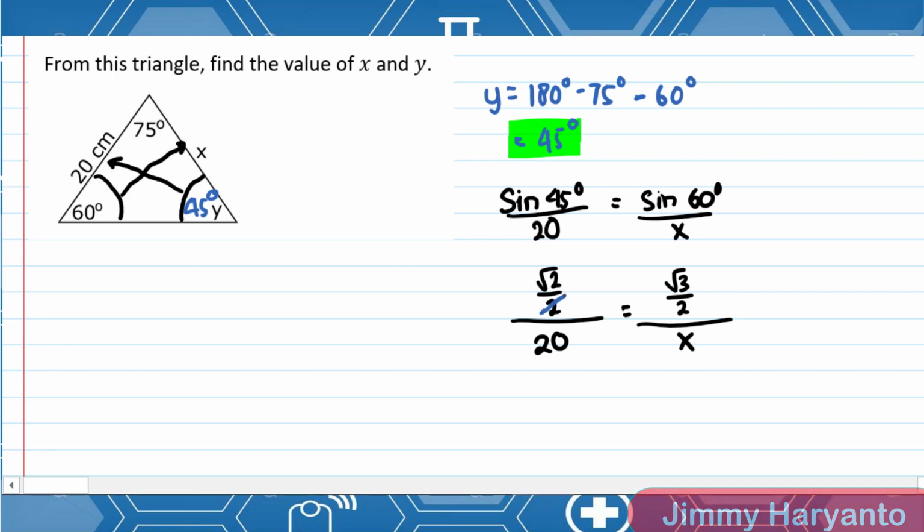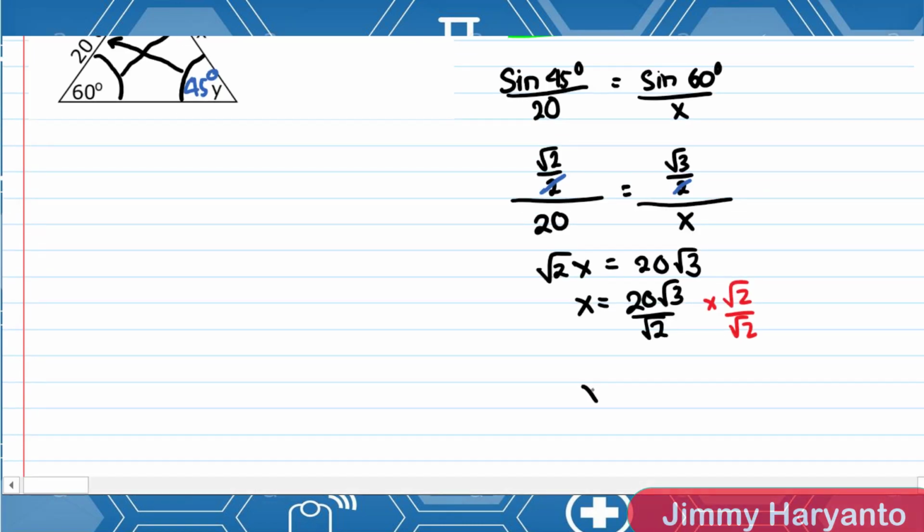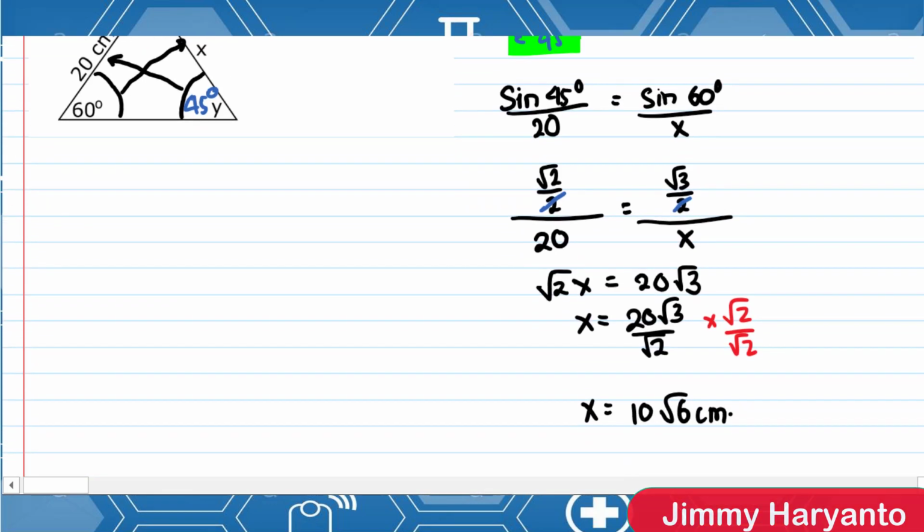And then you can cross out the 2 right there, and then you can cross multiply. So square root of 2 times x equals 20 square root of 3. x will be 20 square root of 3 over square root of 2. We can multiply it by square root of 2 over square root of 2. So the result will be 10 square root of 6 centimeters. So this is the value of y and x for example 1.